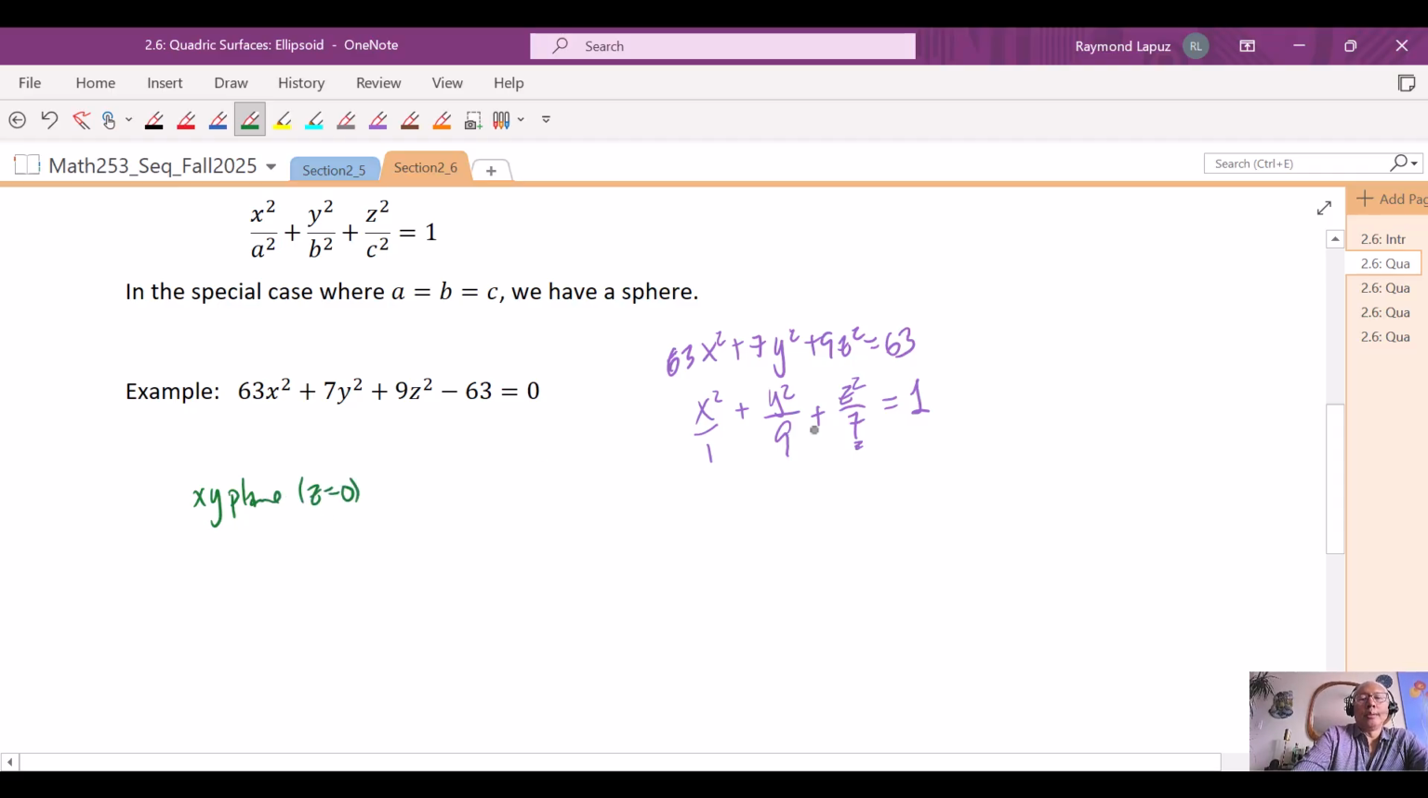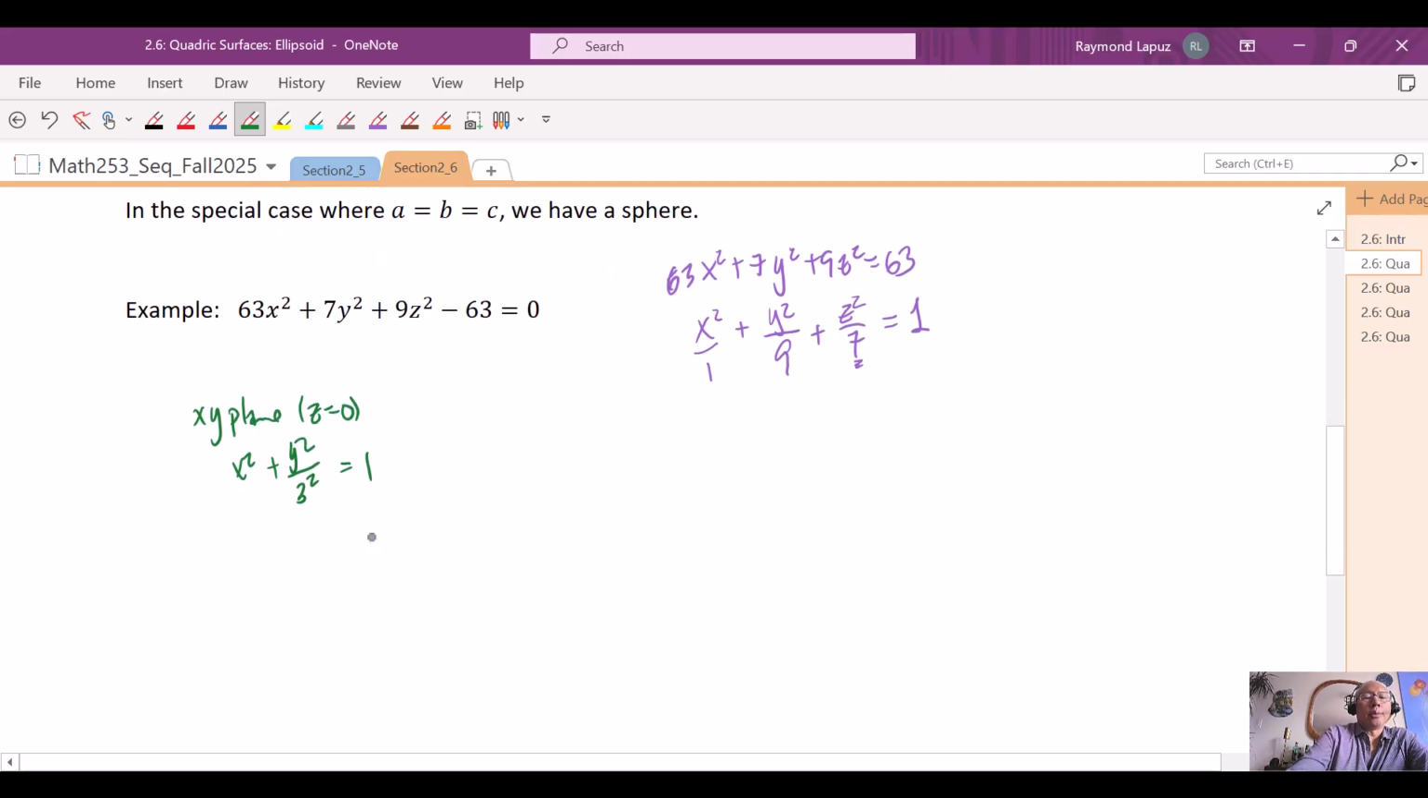And when z is equal to 0, I have x squared plus y squared over 3 squared, that's 9, is equal to 1. So on the xy plane, I would see something like this. I would cross the x-axis at plus and minus 1, and I would cross the y-axis at plus and minus 3, and then I would have this ellipse on the xy plane.